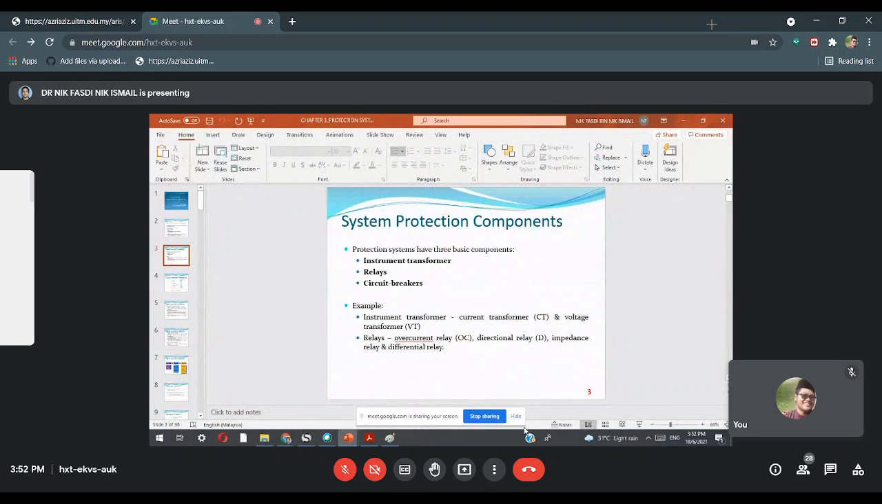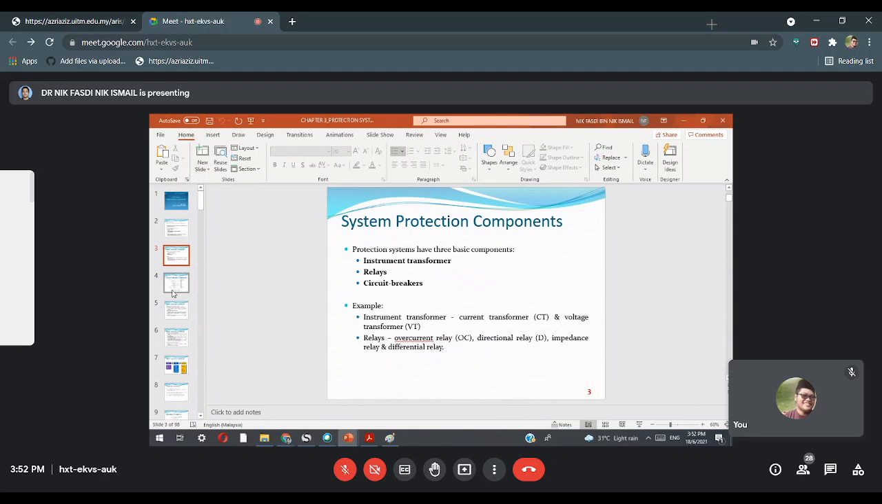So satu lagi, ada relay. Ini function dia macam sensor lah, kita katakan. You nak sense the fault current and fault voltage. And then sensor tu dia akan bersama pada relays. Ada type of relay, contoh overcurrent relays, directional relays, impedance relay and differential relay. So banyak, kita akan go one by one type of relay.